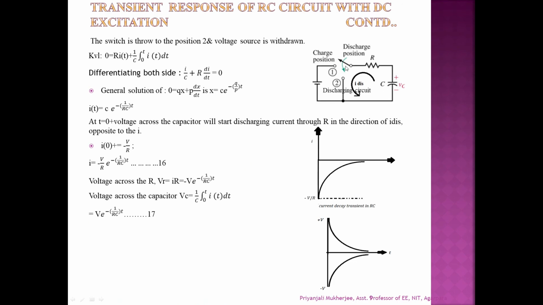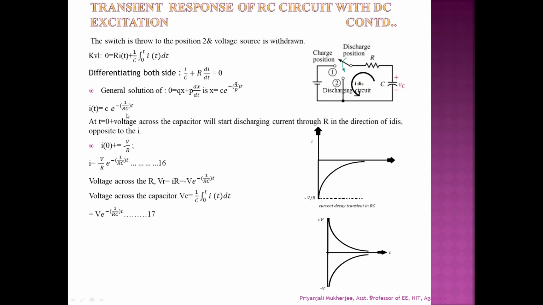Now the switch is considered in position 1 and it reaches the steady state, and after the steady state is reached, the switch goes to position 2 in the same way, and the voltage source is withdrawn. So if we apply KVL in this circuit, we see that 0 equals R i(t) plus 1 by C integral of i(t) dt. Now if we differentiate both sides, the equation becomes i by C plus R di/dt equal to 0. The general solution of this equation is the same, C e to the power minus t by RC, and accordingly the current becomes C e to the power minus 1 by RC into t.